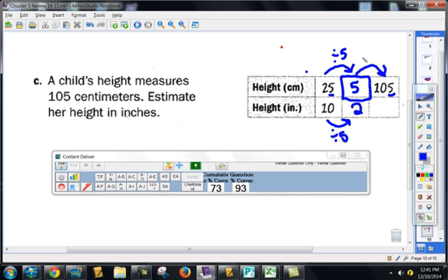What am I doing to go from 5 to 105? Times 21. So what do I got to do to my 2? Times 21. That's going to give you 42. So there's your answer.